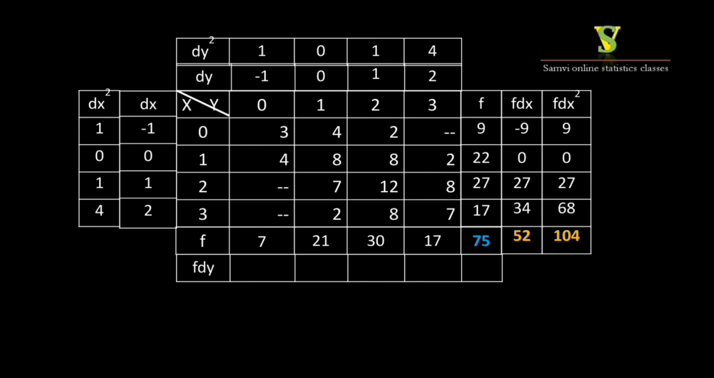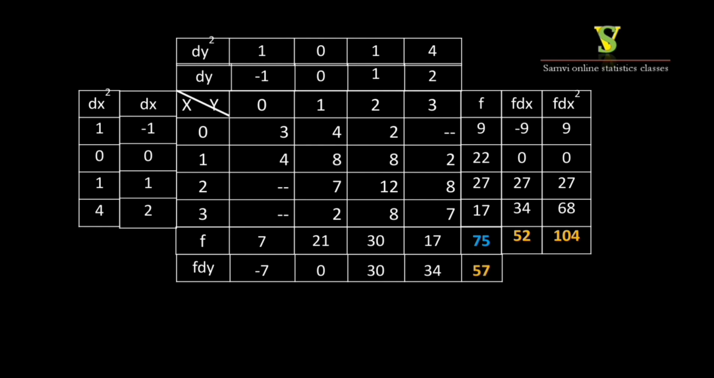So 7 into -1 will get here -7. Then 21 into 0 will get here 0. 30 into 1 will get here 30. Then 17 into 2 will get how much it is? 34. Now you have to find the total. Total is how much here?